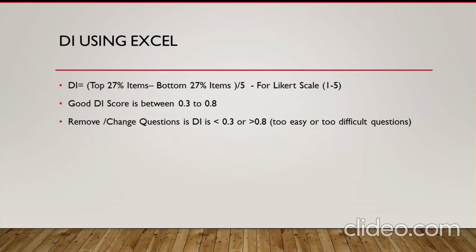And then I'll explain how we calculate the DI in Excel. The total DI, the discrimination index, should be between 0.3 and 0.8. Anything less than 0.3, anything more than 0.8 is not desirable. That means we're talking about a moderate level of question, not too easy, not too difficult.